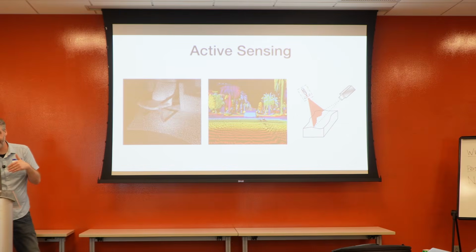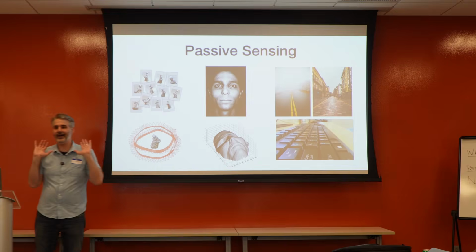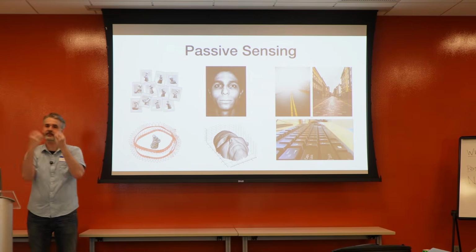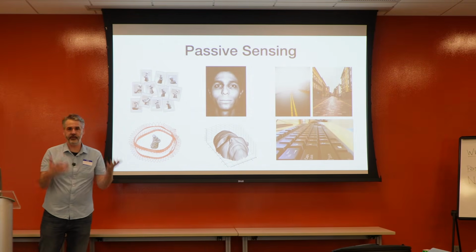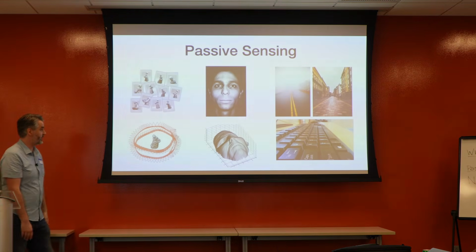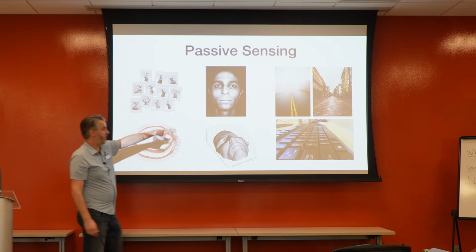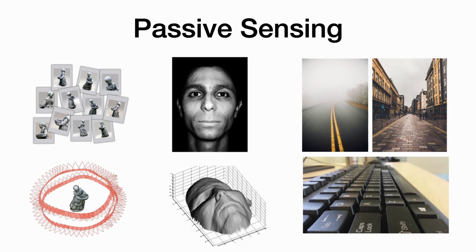You also have passive techniques, which a lot of times rely on images. So you're not actively sending out any information, you're just receiving. The dominant way is through visible light, visible or invisible, but those photons. And so you can imagine taking a bunch of images of something from many different angles and using that to infer 3D information. Here I'm hinting at shape from shading.